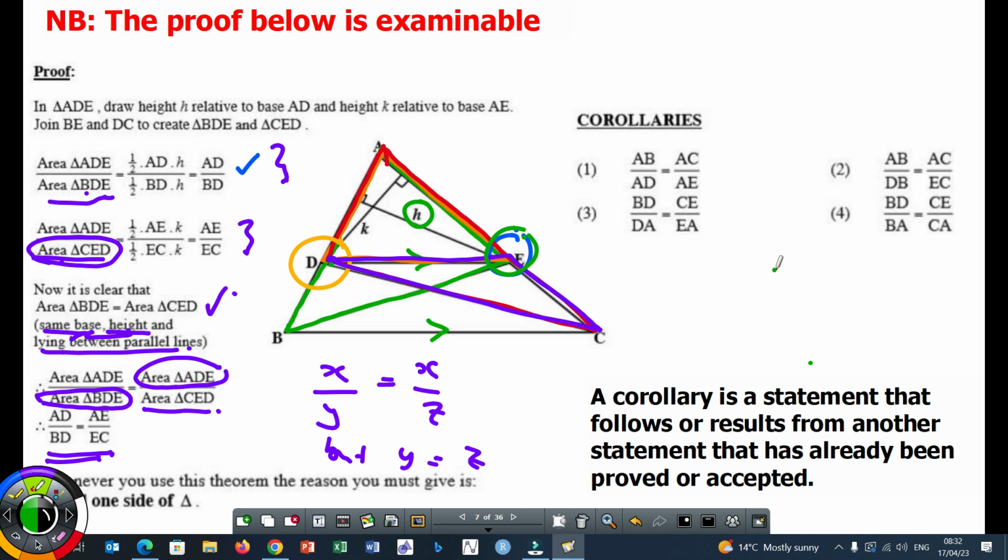Also, BD over DA is equal to CE over EA. And then you can also have AB over DB equal to AC over EC. And again, BD over BA is equal to CE over CA.